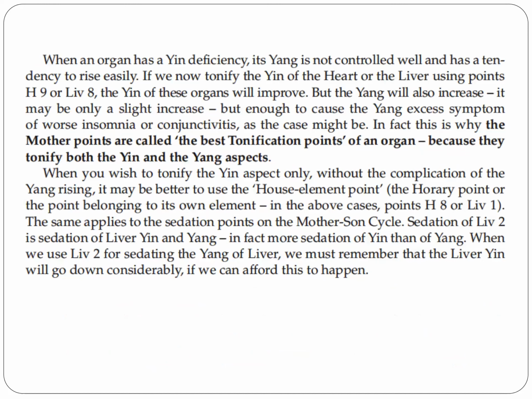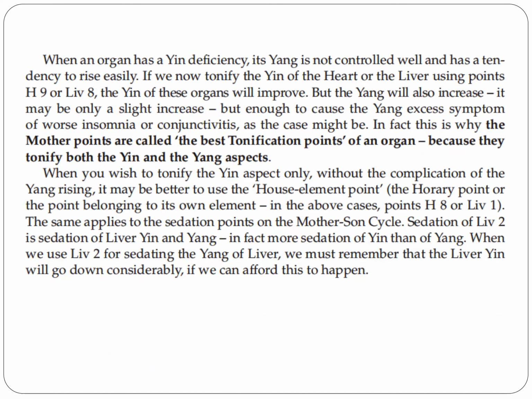So, when an organ has a yin deficiency, its yang is not controlled well and has a tendency to rise easily. If we now tonify the yin of the heart or the liver using points heart 9 or liver 8, the yin of these organs will improve. Okay, explanation po. But the yang will also increase. It may be only a slight increase but enough to cause the yang excess symptom of worse insomnia or conjunctivitis, as the case may be.